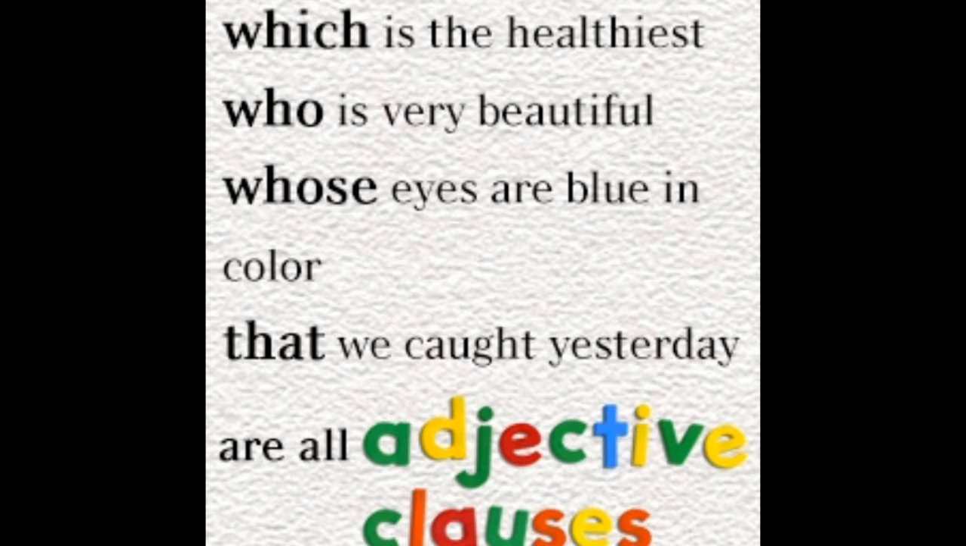The dog that I saw yesterday was a mongrel. That I saw yesterday is the clause that explains more about the dog. If you ask the question, which, to the main clause, you will find the answer in this adjective clause. It is used for living and non-living things in place of the subject or object.